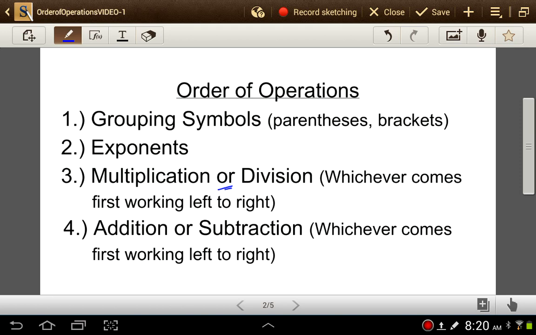And then fourth is addition or subtraction. It's the same rule. It's whatever comes first, left to right. So if subtraction comes before addition, you would subtract before you add. And that's something that you need to know and understand. Make sure you write those down. If you need to pause, go ahead. Otherwise, I'll be moving into our first example.